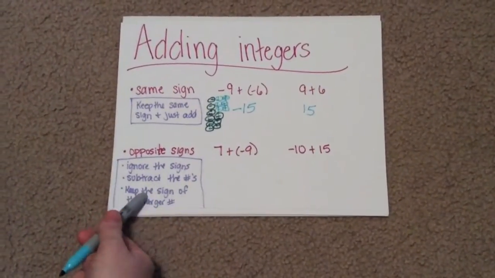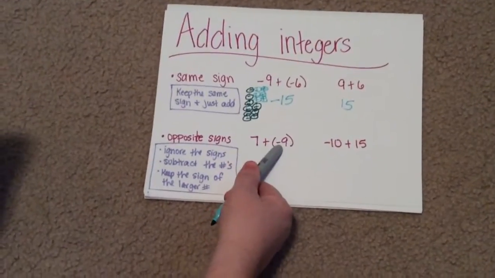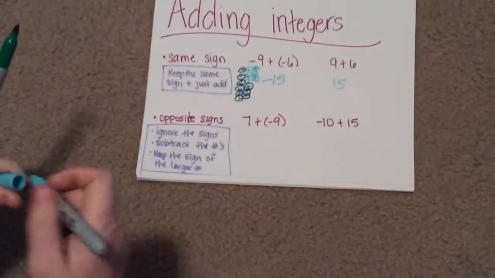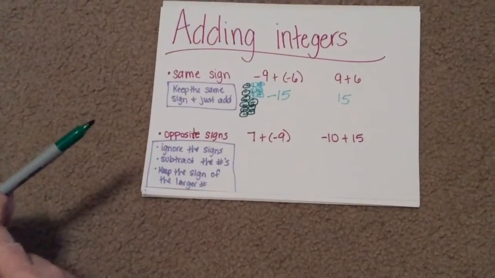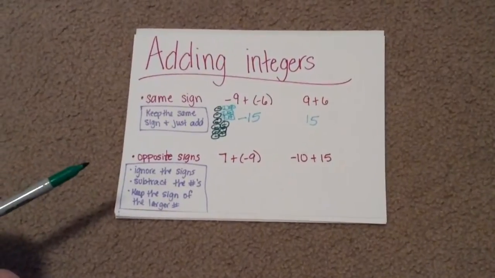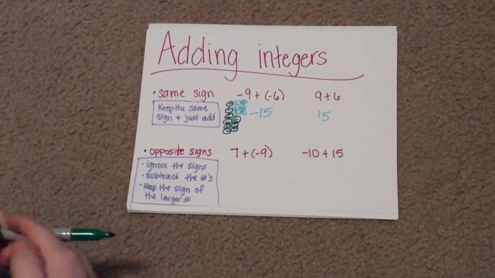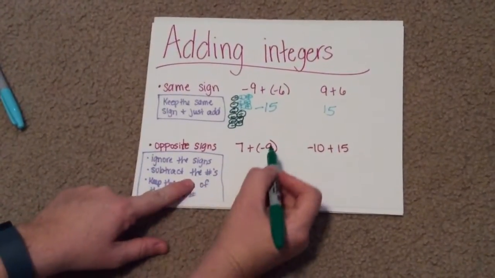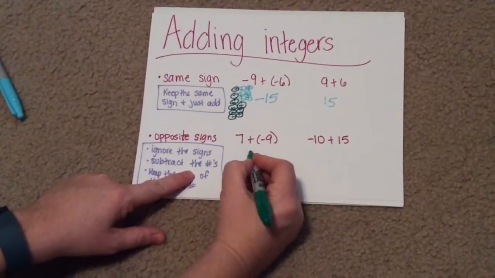Now, when they're opposite signs, that means one is positive and one's negative. Okay, there are a couple different examples here. All you do is ignore the signs, and you're going to subtract the numbers. We talked about this in terms of absolute value. All that means is ignore the signs, the distance it is from 0, right? So this is 7 and 9. I'm going to subtract those two numbers. So 9 minus 7 would be 2.